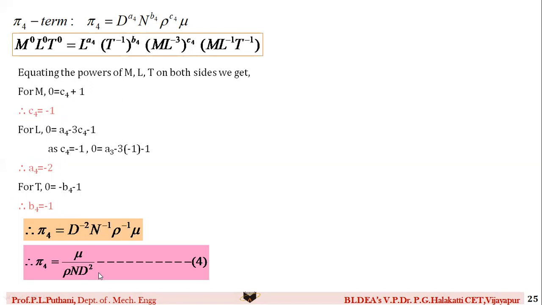So there were four, n minus m values 4. We have found out all the four pi terms, pi 1, pi 2, pi 3, pi 4. Even you can choose this problem by changing the value of the repeating variable. You can take it as viscosity and also get the solution. So similarly, another homework problem I would like to give you is here.